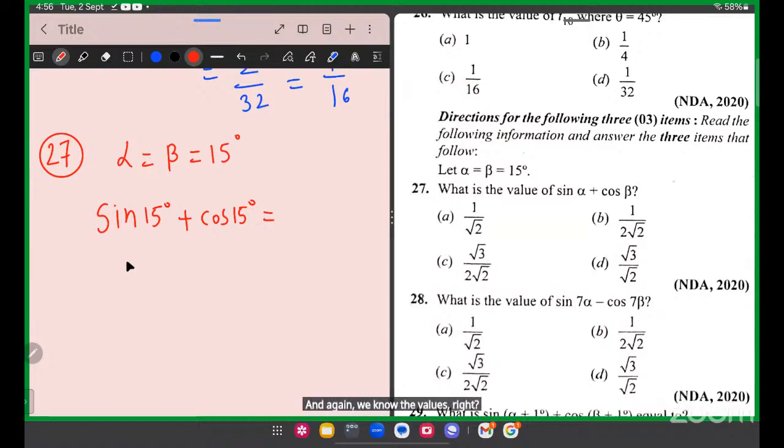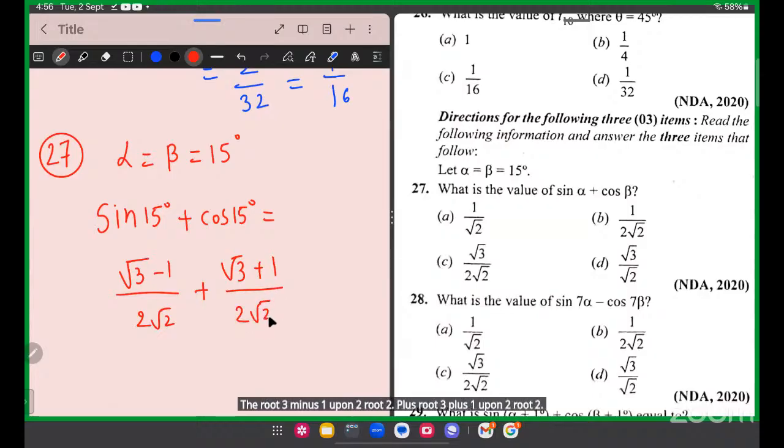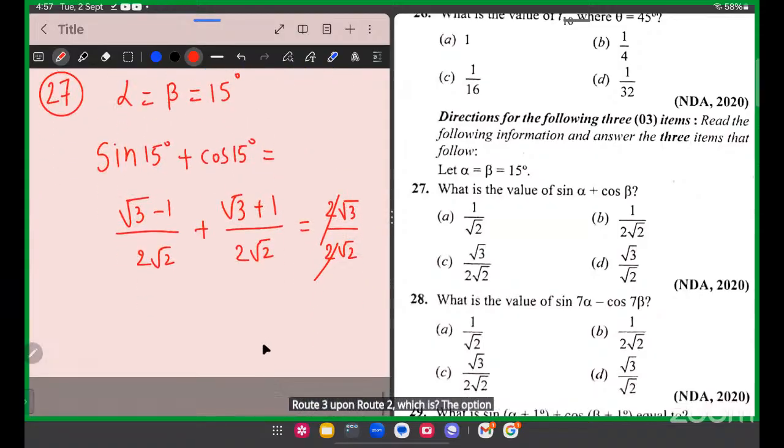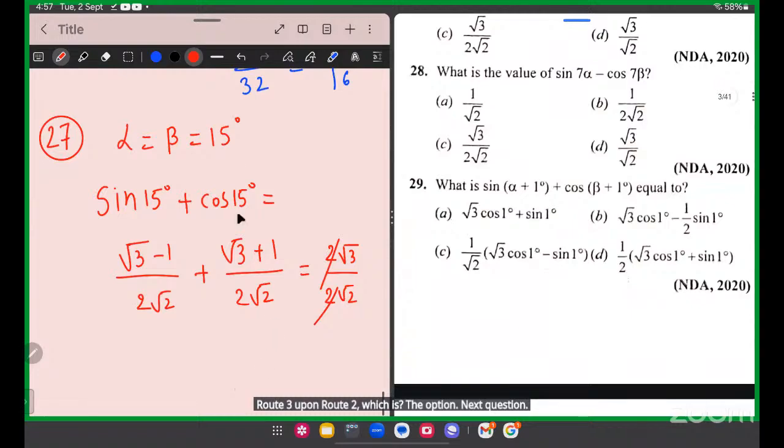What is sine 15? Root 3 minus 1 upon 2 root 2 plus root 3 plus 1 upon 2 root 2. If you simplify this, you are going to get 2 times root 3 upon 2 root 2. 2 and 2 will get cancelled. So we are left with root 3 upon root 2, which is D option. Next question.